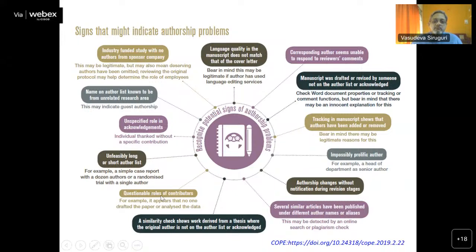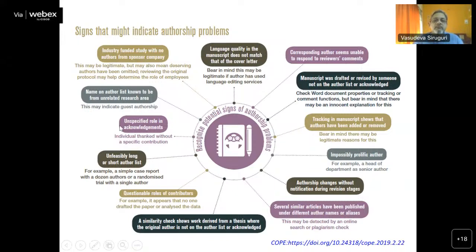Then sometimes the contributors, what roles they have, are they genuine roles or not? That is an issue sometimes. And then, as I said, an unfeasibly long or very short author list, which is not commensurate with the text of the manuscript, and unspecified roles in the acknowledgement. You see, at the end of every paper, sometimes you have what are called acknowledgements.